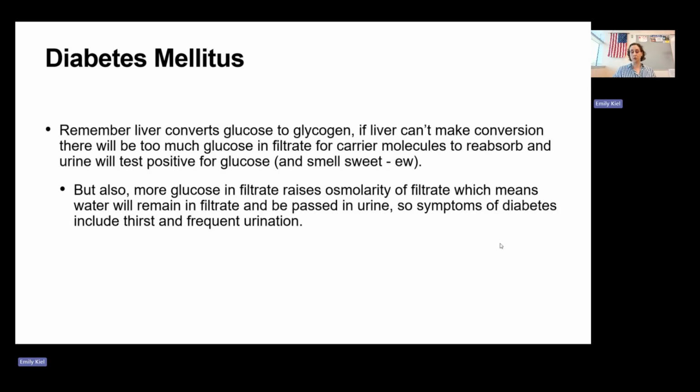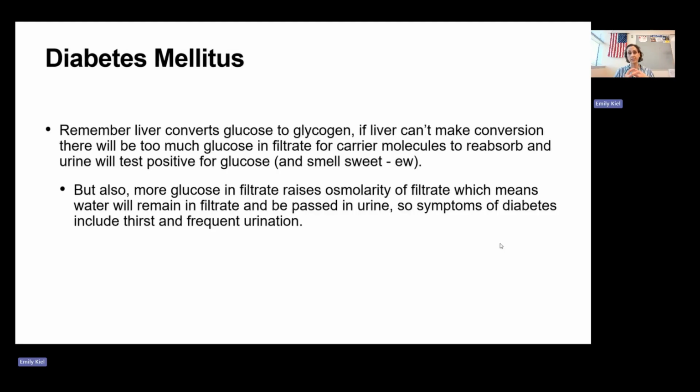But not only is the glucose not getting resorbed, but the glucose is keeping the osmolarity in that filtrate and in that tubular fluid really high. So even though the body is absorbing sodium, there's not as much concentration gradient for the water to follow and be reabsorbed.